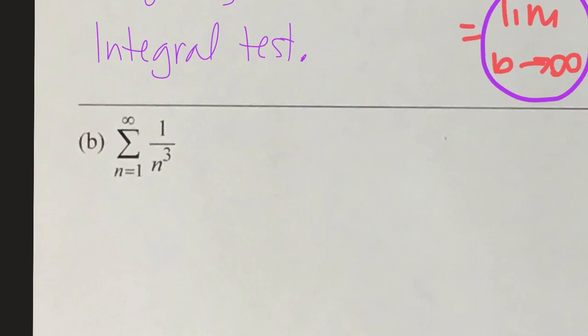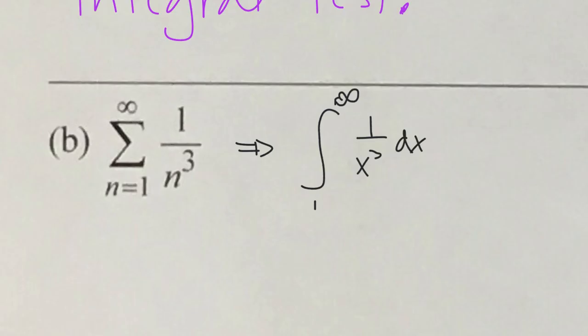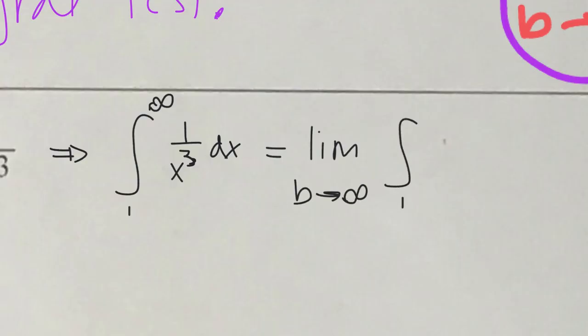Okay, let's check out 1 over n cubed. We're going to compare this to the integral from 1 to infinity of 1 over x cubed dx. So for this improper integral, we take the limit as some value approaches infinity of the integral from 1 to that value. It can be any letter you want, except for x, of course. So the limit as b goes to infinity of the integral from 1 to b of 1 over x cubed dx.